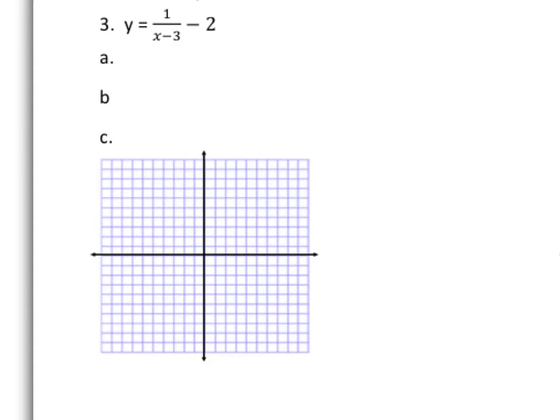Okay, so moving on to number 3, let's see what this parent function is. Well, if you remember, if you have a fraction and x is in the denominator, that's called your rational function. And the parent function equation for that is y equals 1 over x. So take out your pink notes and write down the key points.